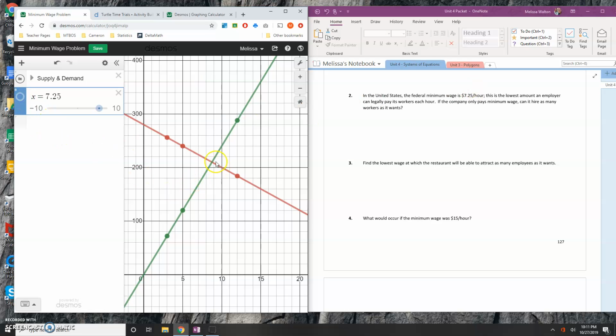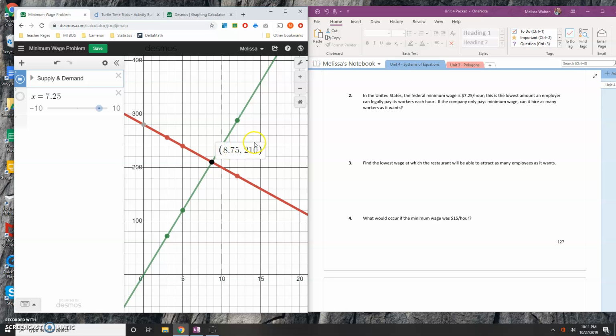However, our perfect break-even point is right here. $8.75 an hour is going to be the perfect meeting point. 210 people would apply for it, and 210 people would be the amount that the company would want to hire. So 210 is the perfect amount.